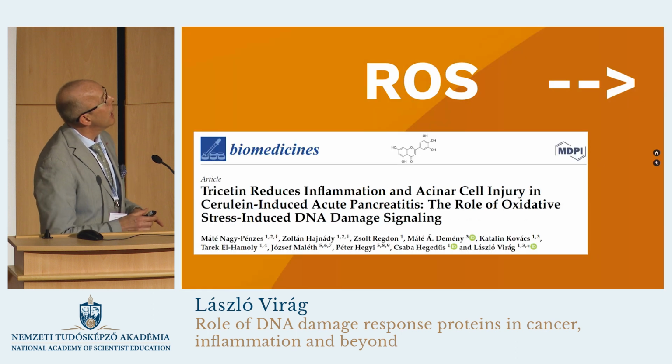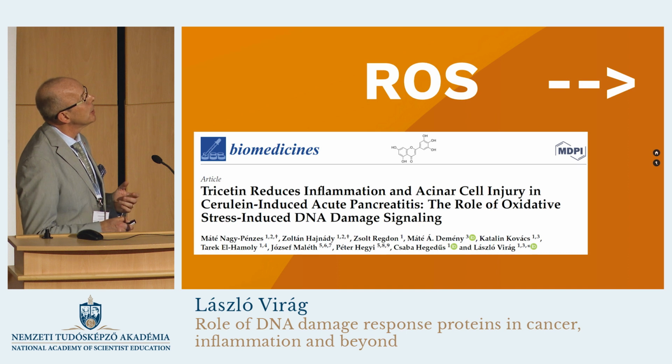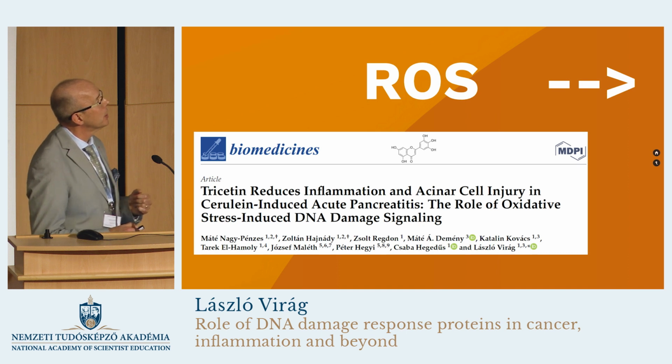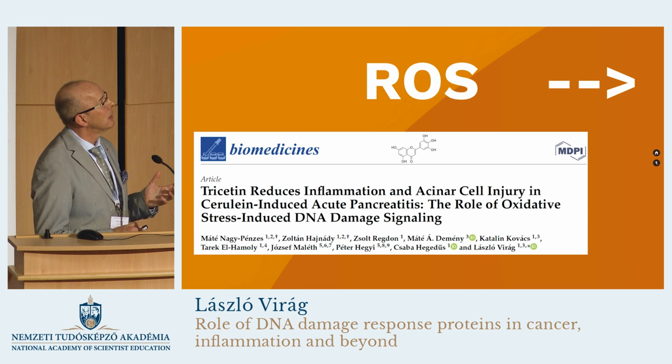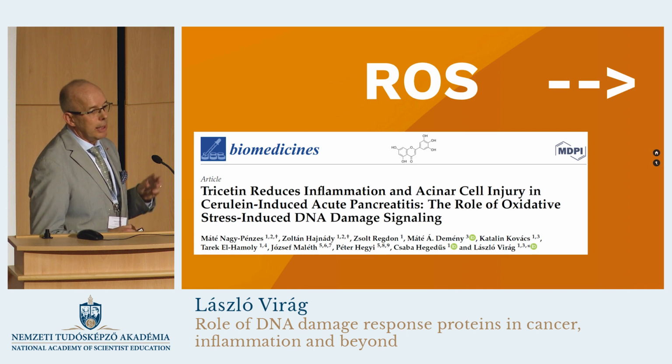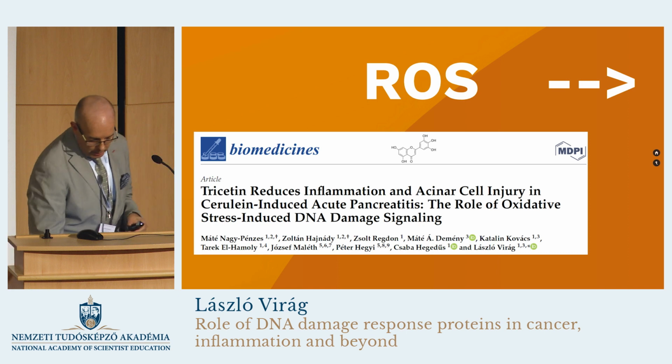So instead, we just focused on proximal events such as reactive oxygen species production. And interestingly, we found many compounds that are known to scavenge, to capture free radicals, but did nothing in this model. But one of them, this flavone compound, tristatin, managed to reduce inflammation. Interestingly, it also had a direct inhibitory effect on the PARP enzyme.